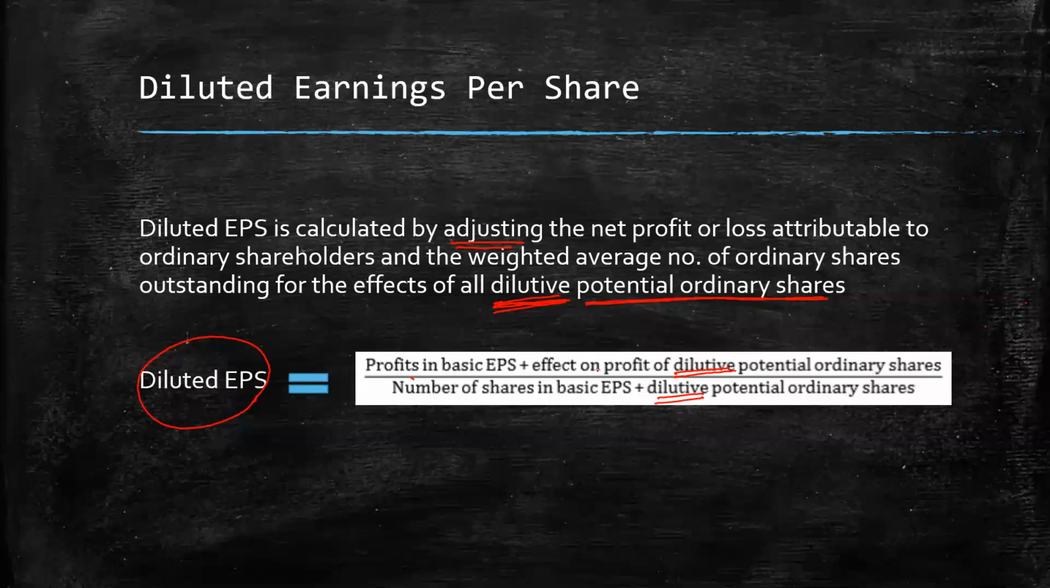For that, we are making an adjustment. Adjustment as a result of what? As a result of potential ordinary shares. Right? Only potential ordinary shares can be dilutive or anti-dilutive. Here we consider only the dilutive potential ordinary shares when considering the adjustment and computing diluted earnings per share.